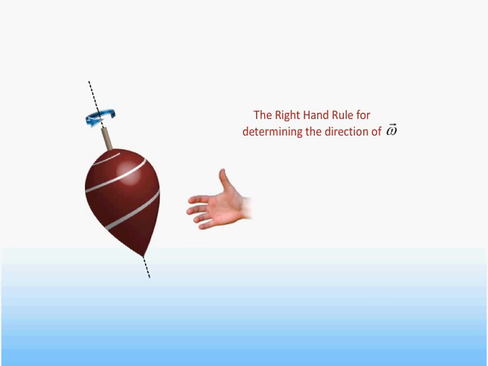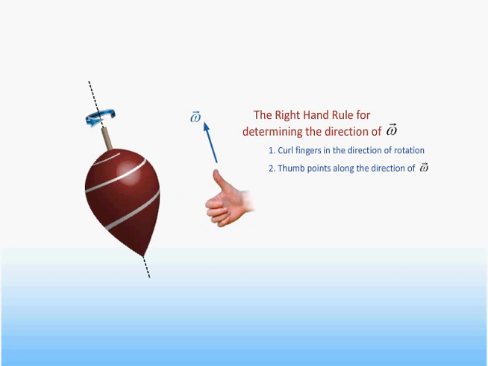Namely, if you curl the fingers of your right hand in the direction of rotation of the object, your thumb will point in the direction of the angular velocity vector of the object. In other words, if some object is spinning in the counterclockwise direction in the xy plane, curling the fingers of your right hand in this direction results in your thumb pointing in the plus z direction, which we define to be the direction of the angular velocity vector.